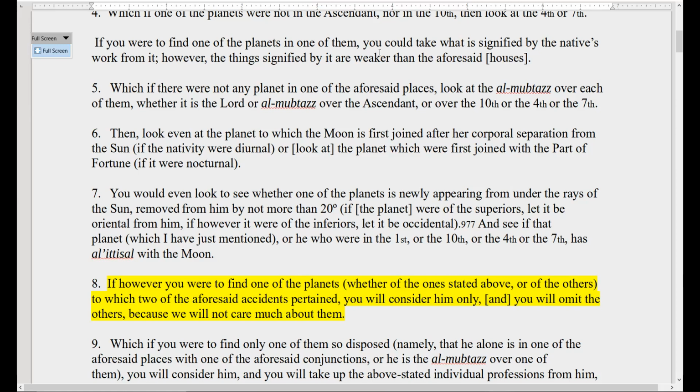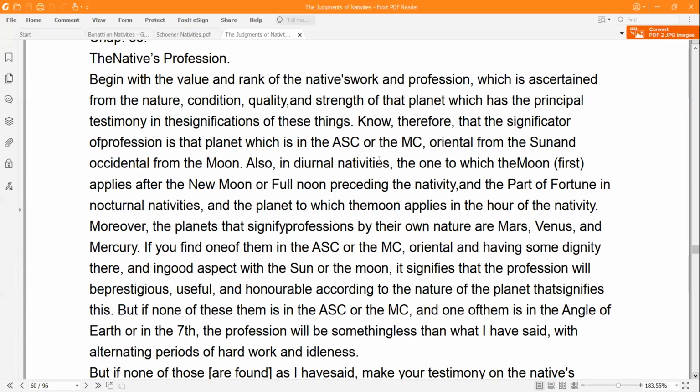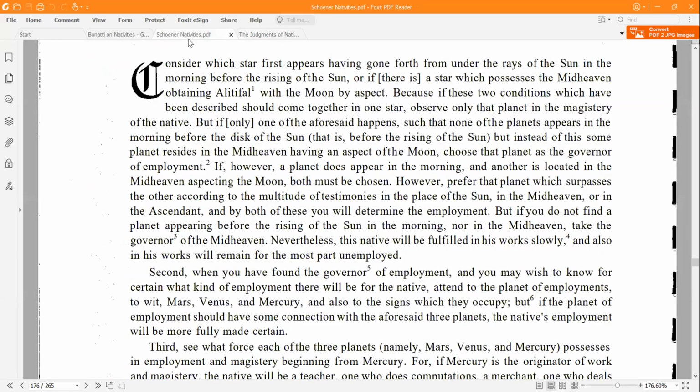And notice that it's not just Bonatti that says it, right? Of course, Bonatti is a compendium. He's a compendium of the Arabics, right? But Abu Ali Khayyat says it. So looking to which the moon applies after the new moon or full moon preceding the nativity, and the part of fortune in the nocturnal nativity. Schöner, in the 15th to 16th century, now he does it a little bit differently.